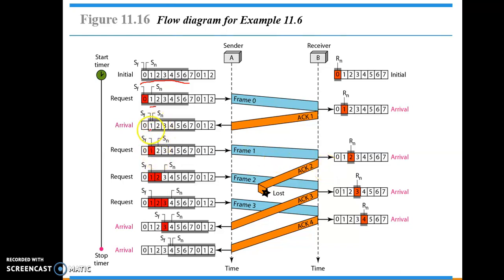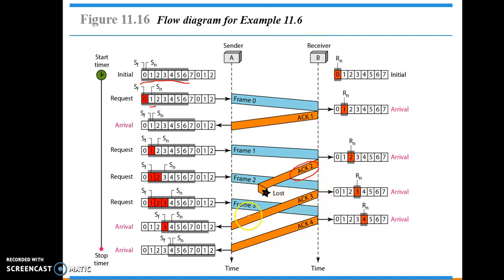Okay, now you are sending frame 1. After sending 1, SN is moved to 2. Sending 2, SN is moved to 3. Okay, after sending 3, SN is moved to 4. But see here, the acknowledgement is lost. Here acknowledgement 2 is lost. Okay, though acknowledgement 2 is lost, it can send frame 2 and frame 3, and it receives acknowledgement 3.